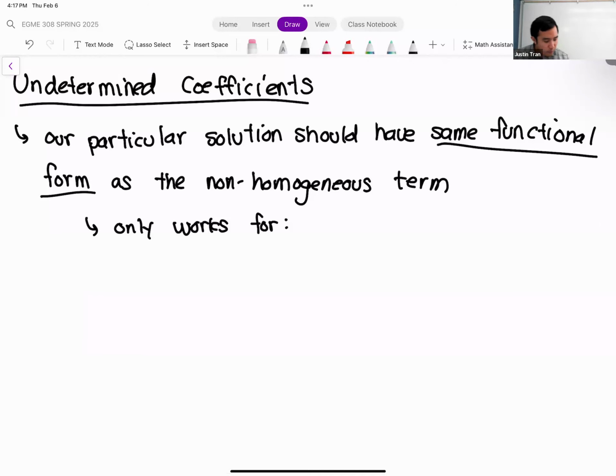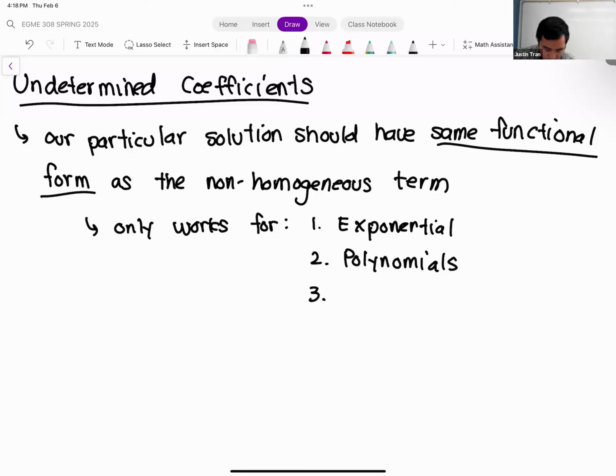And so we're going to use this for exponential functions. We're going to do this for polynomials, sines and cosines, and any combination of the above terms.